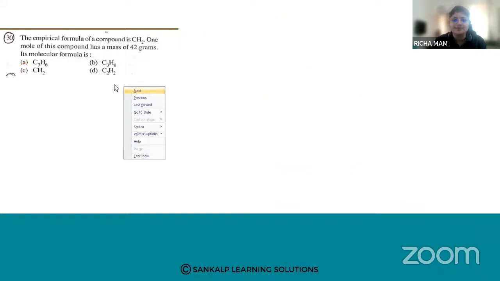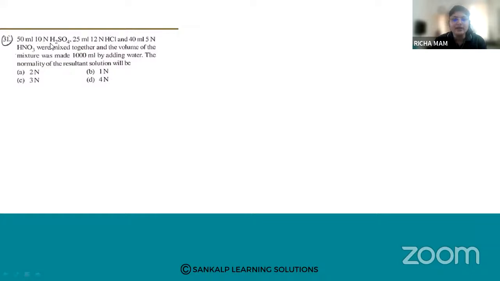50 ml of 10 normal H2SO4, 25 ml of 12 normal HCl, and 40 ml of 5 normal HNO3 were mixed together, and the volume of the mixture was made 1000 ml by adding water. The normality of the resultant solution will be? Yes, Madan has answered it as B.